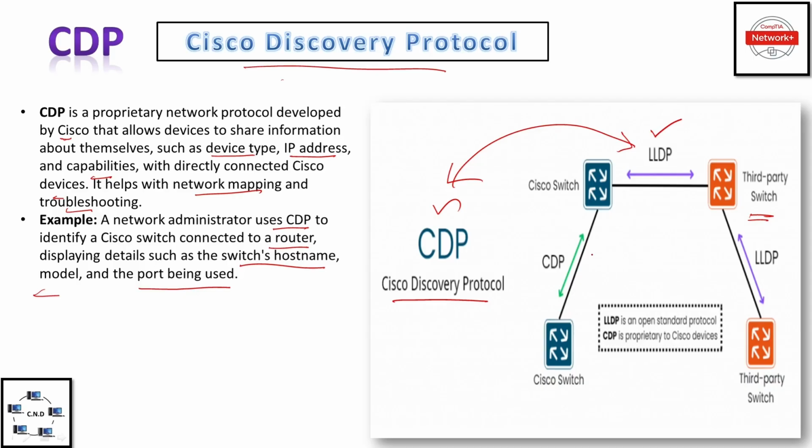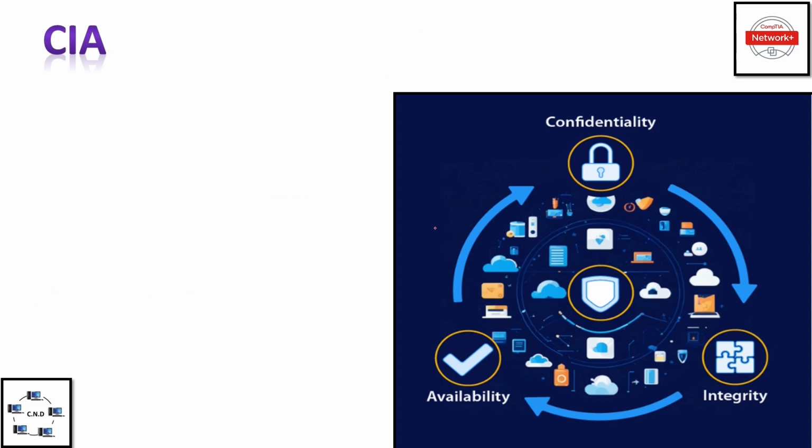So let's suppose you are sitting on this switch and you run this command, LLDP or CDP, then you will be presented with the devices that are directly connected. So in this way you can map the network.